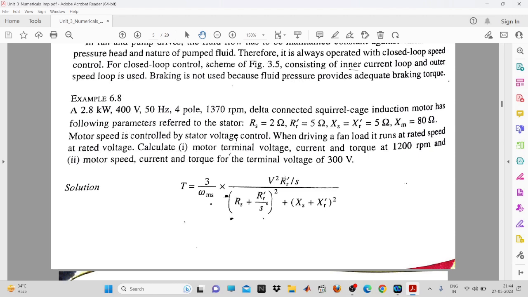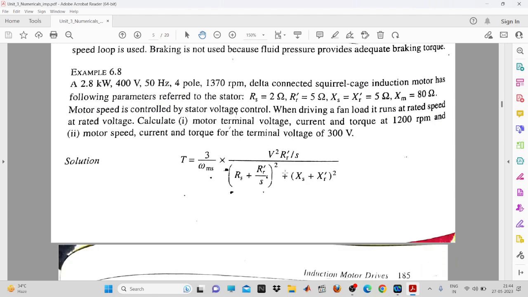And you can have a speed control. So when driven by a fan load and it runs at a rated speed at the rated voltage, now you can see that the fan load means what? It is proportional to the square of the speed, fine. Or else you can say that it is (1 minus s) whole square. That also can be done.